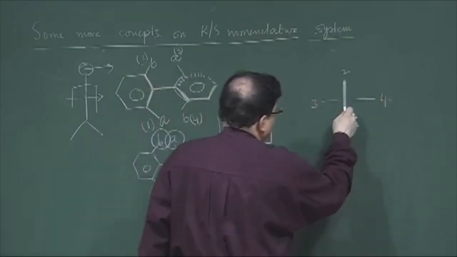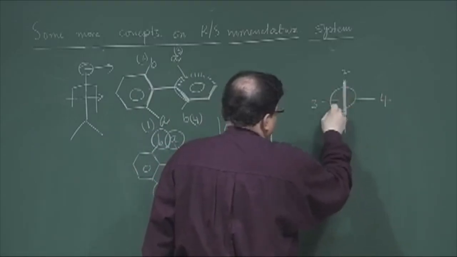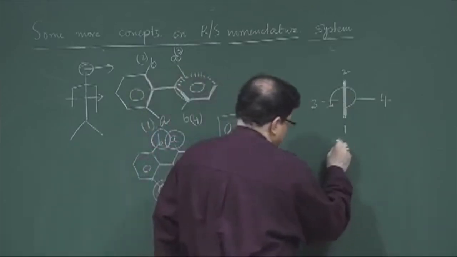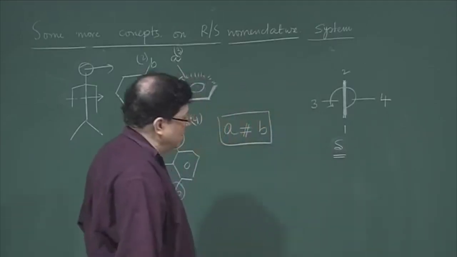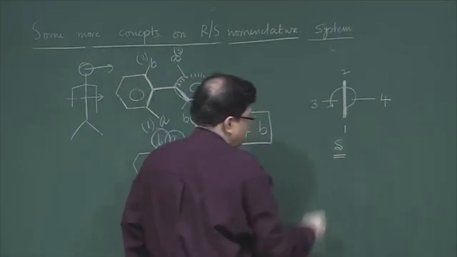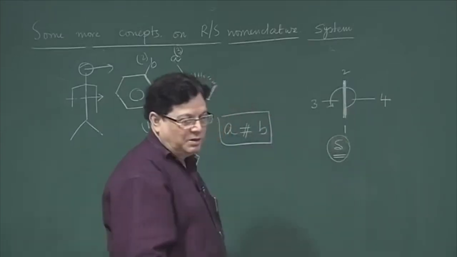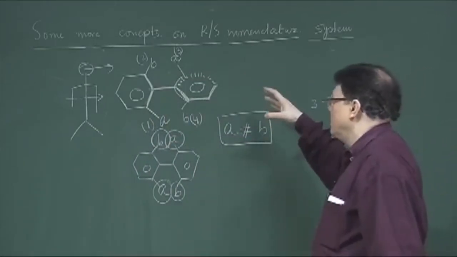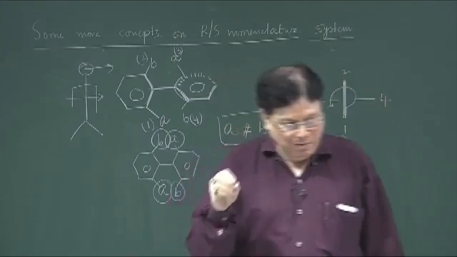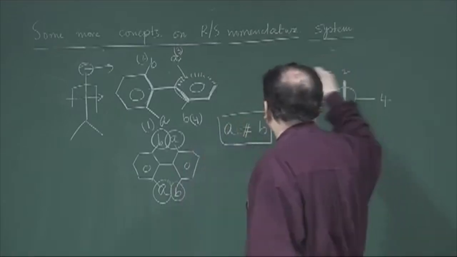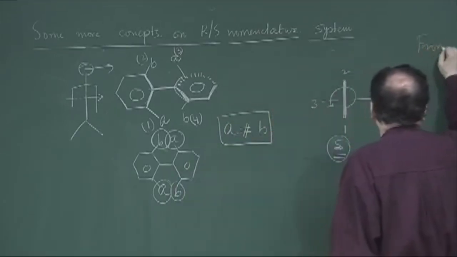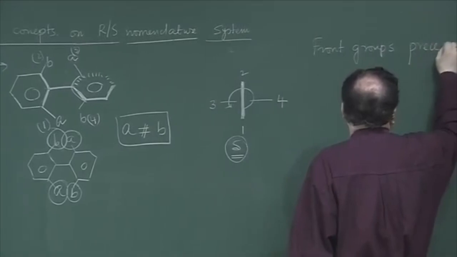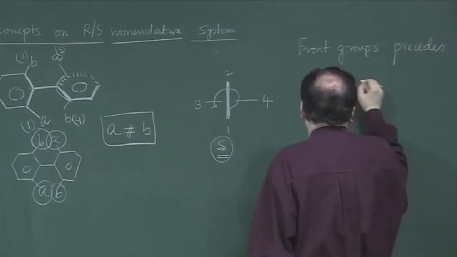If you do that, then 1 to 2 to 3 is anticlockwise, so this is an S molecule. This is the way you assign absolute configuration to systems where there is no conventional chiral center present. The rule is that the front groups take precedence over the groups at the back.